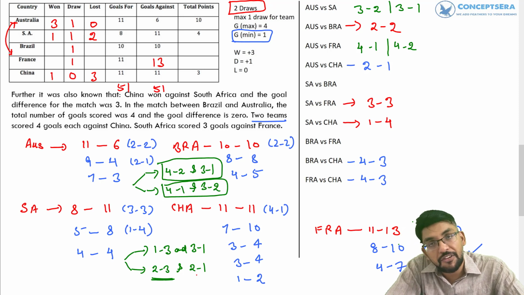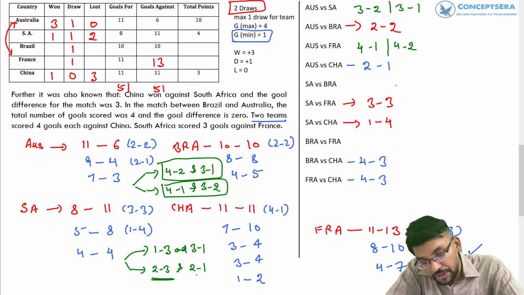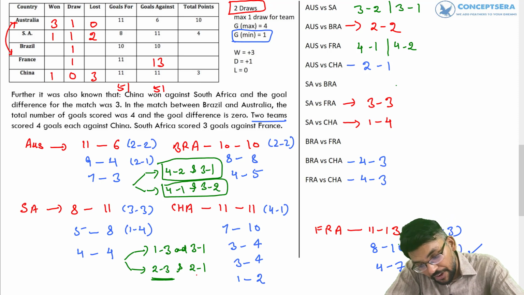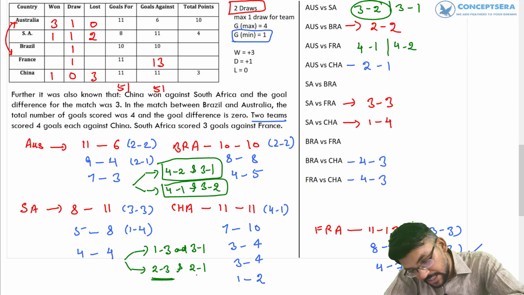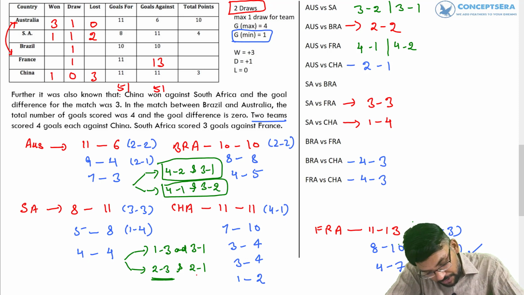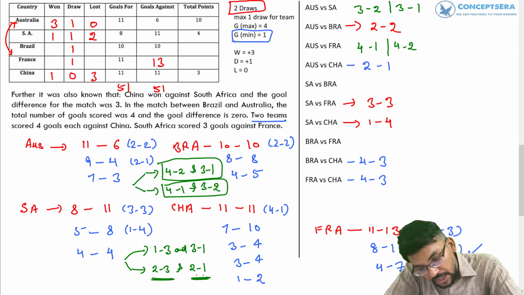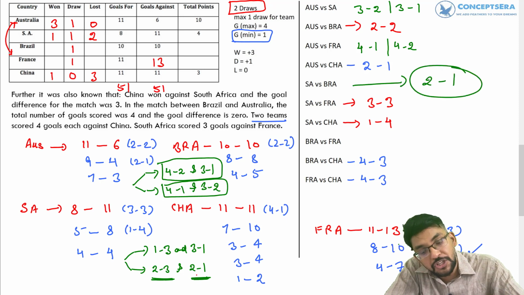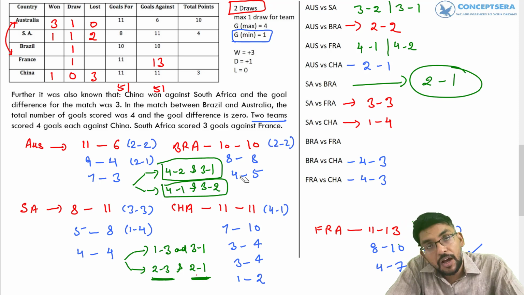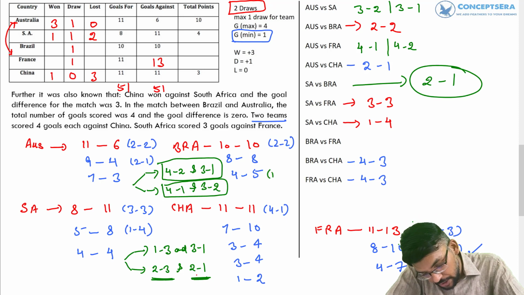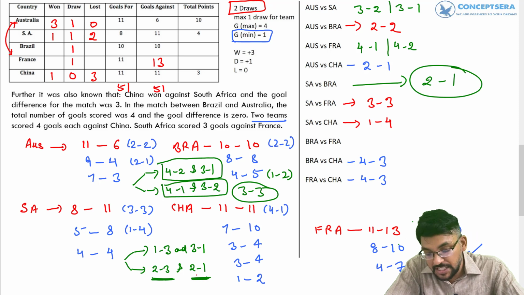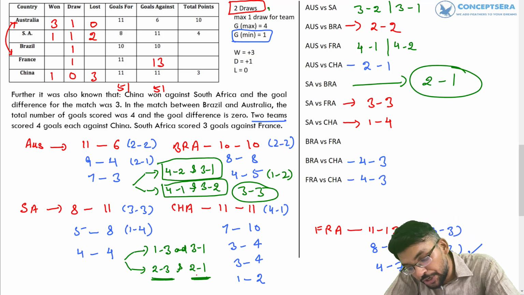Because the match left out here is between South Africa and Brazil. So if I take South Africa's goal line here as 3-2, then the goal line which we are left with is 2-1. It means South Africa is supposed to win against Brazil with a goal line of 2-1. And now if we put the 2-1 goal line here, then the left goal line will be 3-3, which is not possible, because it is clearly given to us that there are only 2 draws.